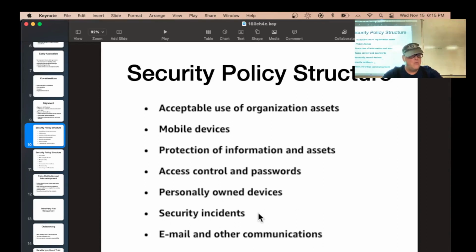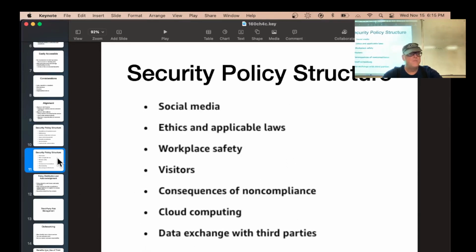And people have to know what to do about security incidents, and they have to understand what the rules are about using communications. And social media, again, they have to know what the rules are.